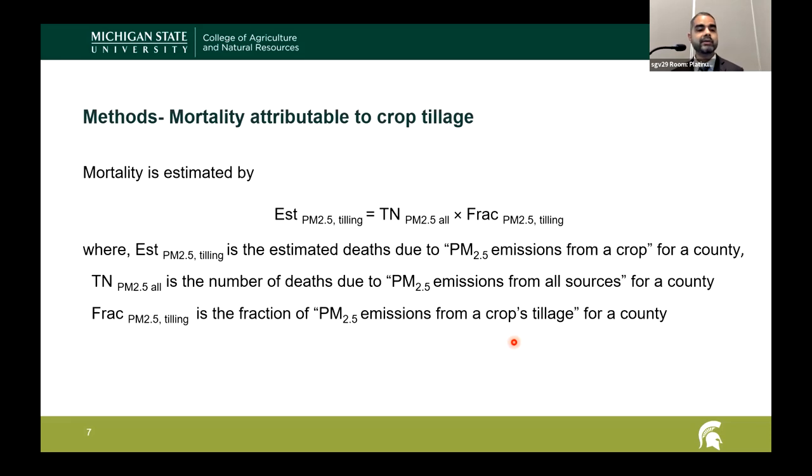How did we attribute mortality or DALYs to the crop tillage? It was done by multiplying the total death from all PM2.5 times the fraction of death from just the tilling of the crops. So this was like a linear estimation.